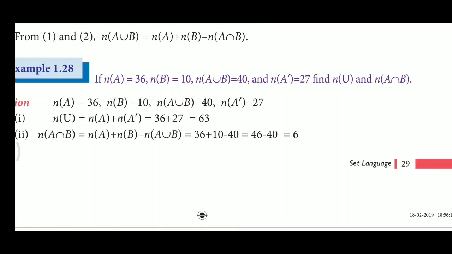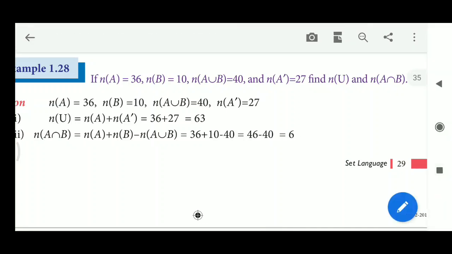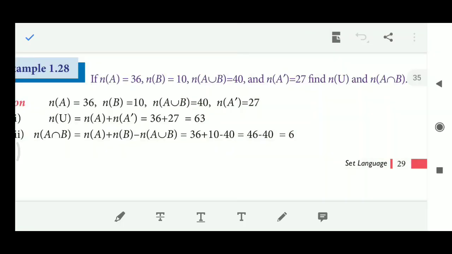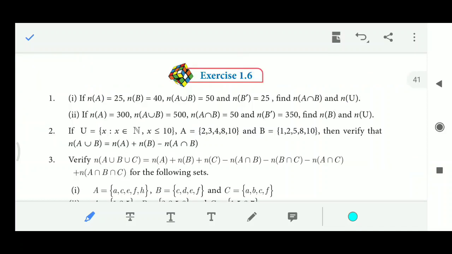On this connection, we will see the first example, 1.28. Here, if n(A) = 36, n(B) = 10, n(A ∪ B) = 40 and n(A') = 27, find n(U) and n(A ∩ B). The formula to find n(U) is n(A) + n(A'). Substituting, you get 36 + 27, which gives 63. Then n(A ∩ B) = n(A) + n(B) − n(A ∪ B). Substituting these three values, you get 36 + 10 − 40. On simplifying, you will get 6.